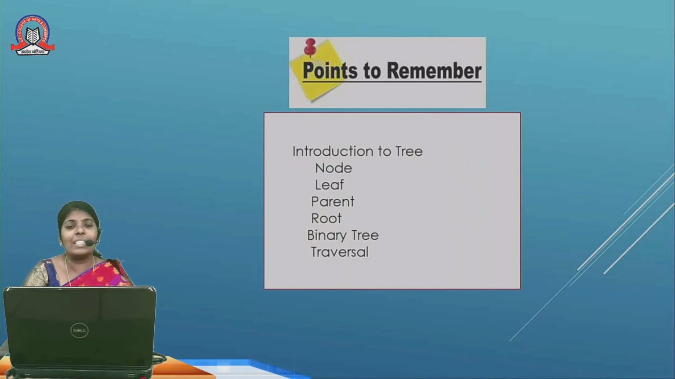So in today's class we have discussed the introduction to trees. What is a tree? A tree is a non-linear data structure. What is a node? What is a leaf? A leaf means a node which does not have a child. Then what is a parent? What is the root? What is a binary tree? A binary tree means a tree which has a maximum of 2 children per node. Then we discussed a very important thing, traversal, that is in-order traversal, post-order traversal, and pre-order traversal. In today's class we have discussed this.